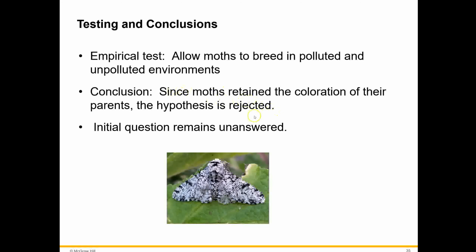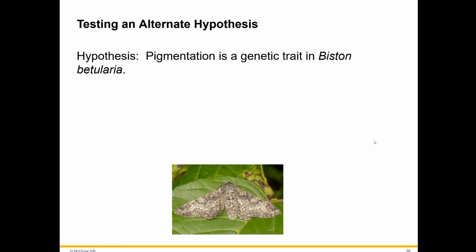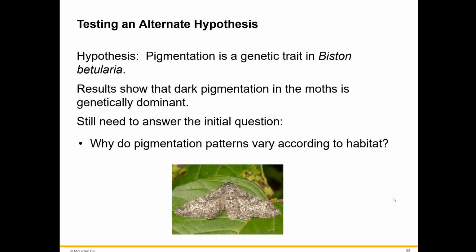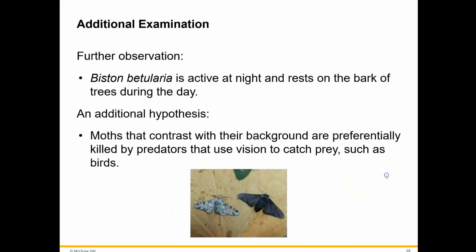So another hypothesis is pigmentation is a genetic trait in Biston betularia. Okay, and results show that dark pigmentation in the moth is genetically dominant, and we still haven't answered our question. What is it that makes dark moths live in polluted areas and light moths live in unpolluted areas?